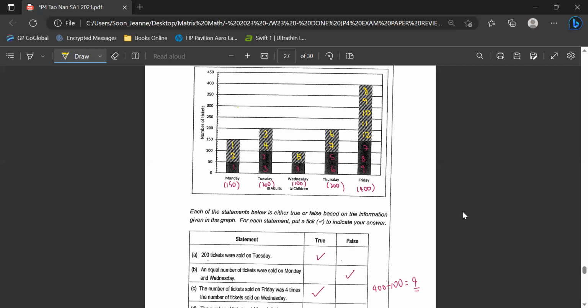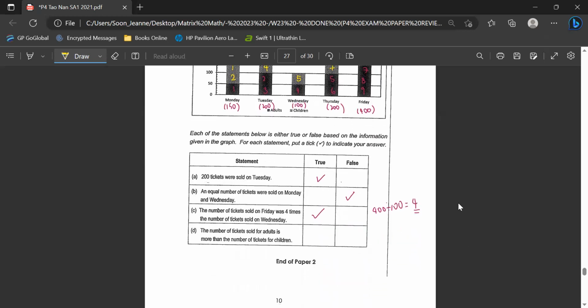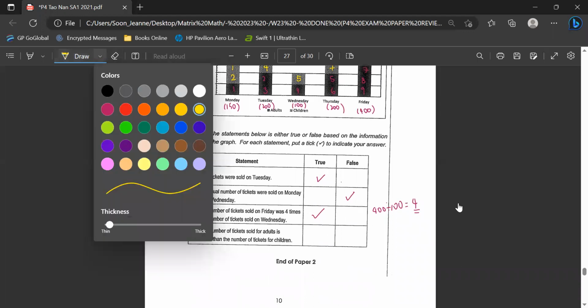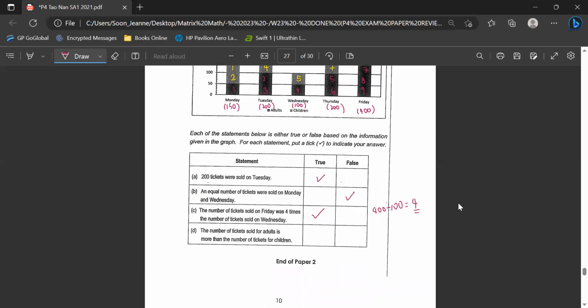So actually, the number of tickets sold for the children is more, not the adults. So your answer for this last statement is false. Okay, so that's all. We have finished the exam paper review for Tao Nan SA1 2021.